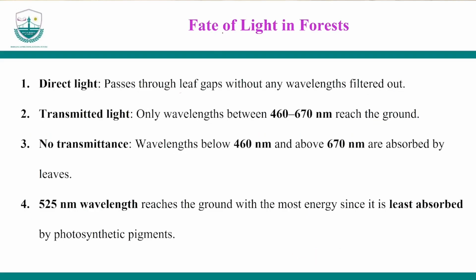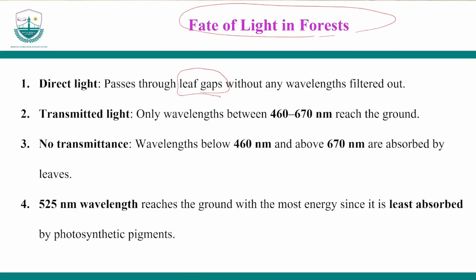We look at the fate of light in forests. That means what happens to the light when we are talking about a forest. You have light that will actually pass through the leaf gaps without any of the wavelengths being filtered, others being absorbed. Remember, light travels in a straight line. And then we have others that, even if you have the leaves on top covering the ground, that light will still pass through. That is the transmission, the transmitted light.